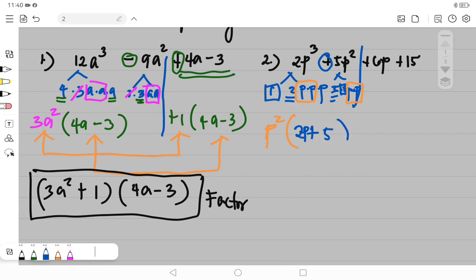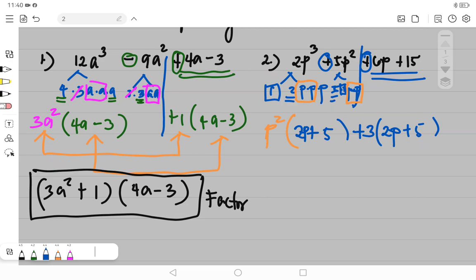Now on the second group, what's common with 6 and 15? The common is 3, and since this is positive, we have 3. 6 divided by 3 is 2, and then we copy p. And 15 divided by 3 is 5.